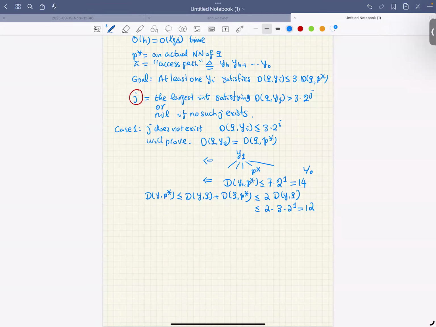So you can see if that happens, then this means that the distance from the query to its nearest neighbor must be very small. Later on, you will see when this is not the case, something will have to go wrong, as I said in the heads-up message.